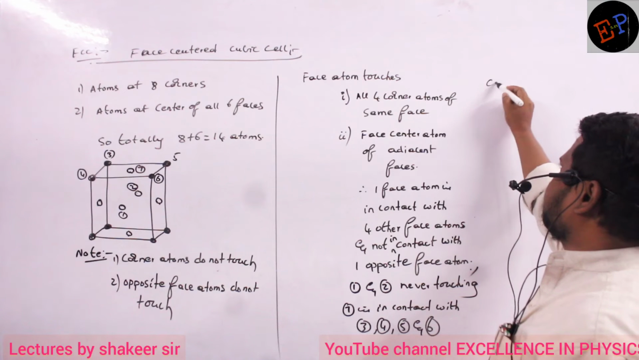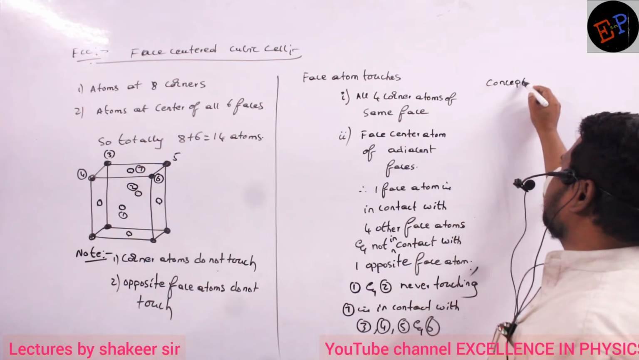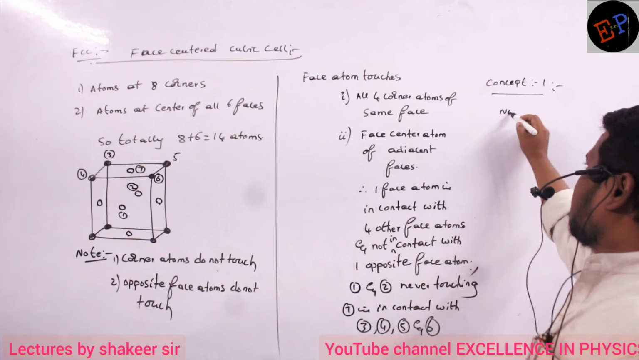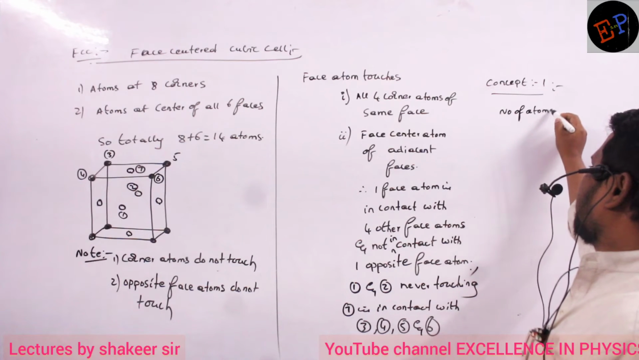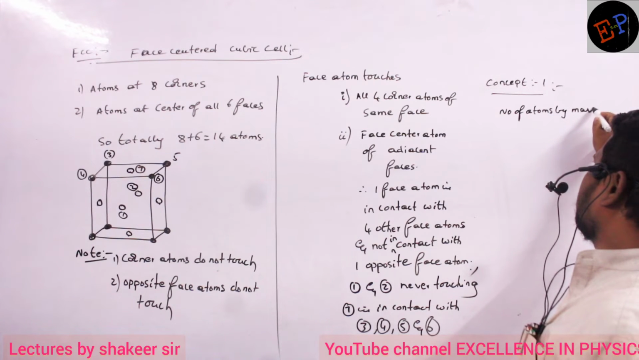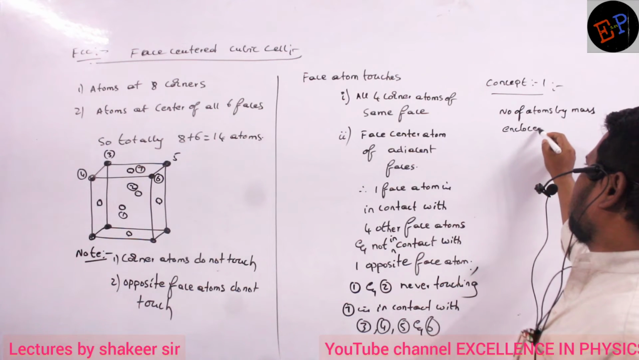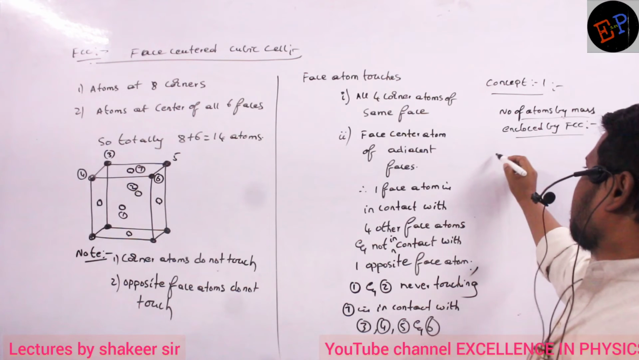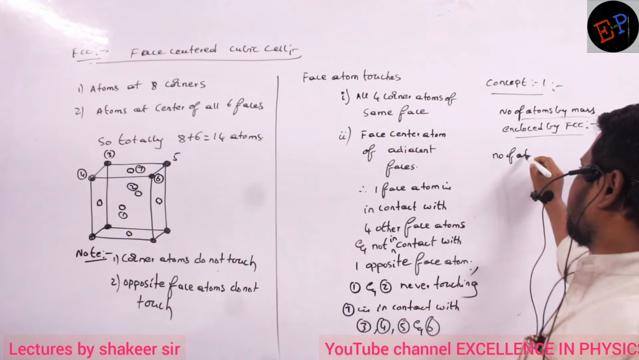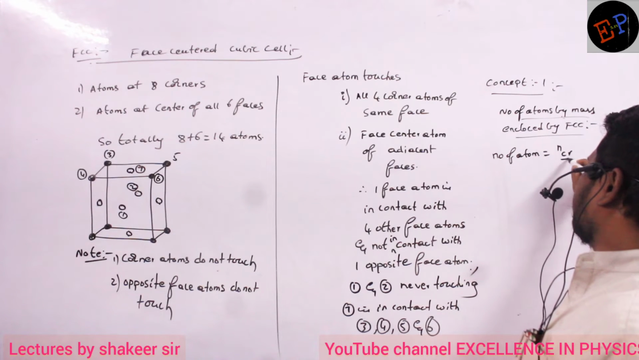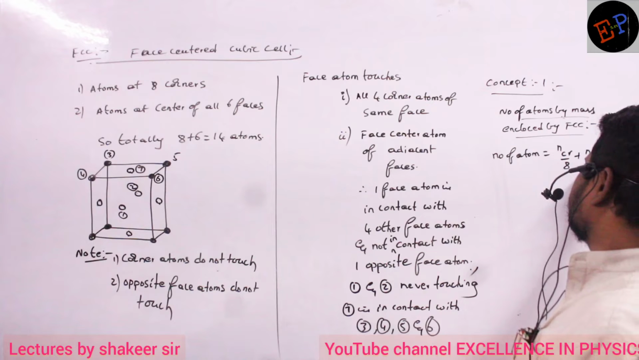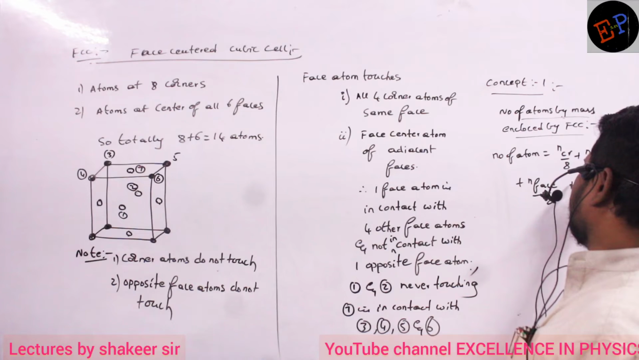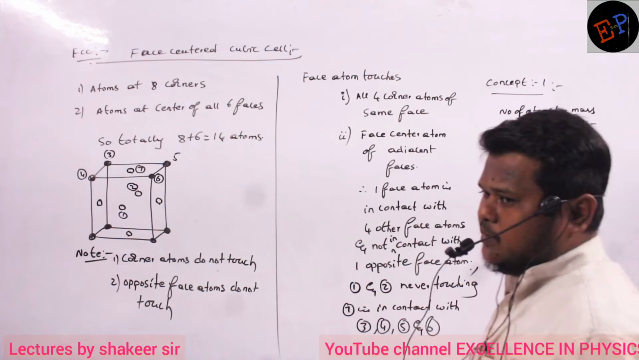Concept number 1. 4 concepts we were discussing, no? Concept number 1. What is concept number 1? Number of atoms by mass enclosed by FCC. Are you able to understand, ma? And which is the formula? So, number of atoms enclosed formula is number of corner atoms divided by 8, number of edge atoms divided by 4, number of face atoms divided by 2, and number of center atoms divided by 1.